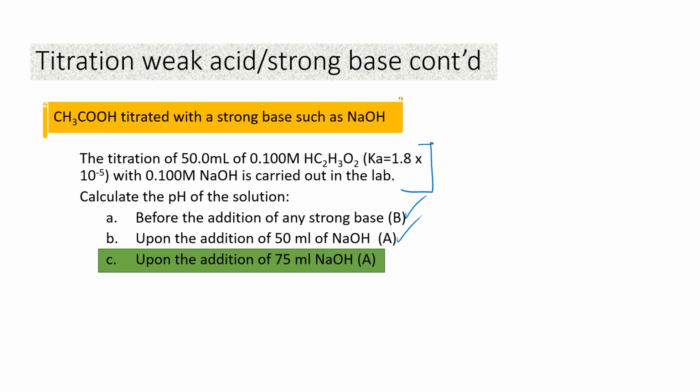When we hit this calculation for C, we're going to consider what happens when all the weak acid is gone and how our pH will be dependent on excess base. This is what's going to give us our pOH and then consequently our pH.